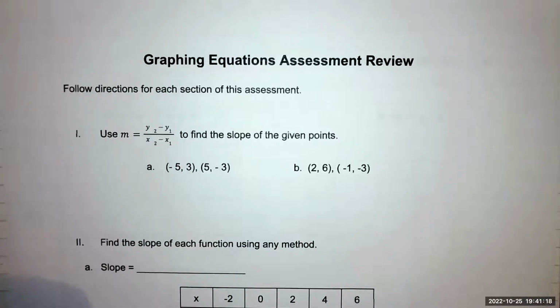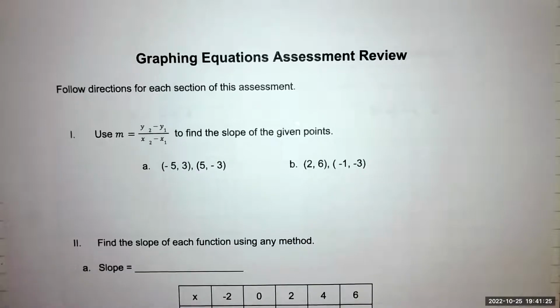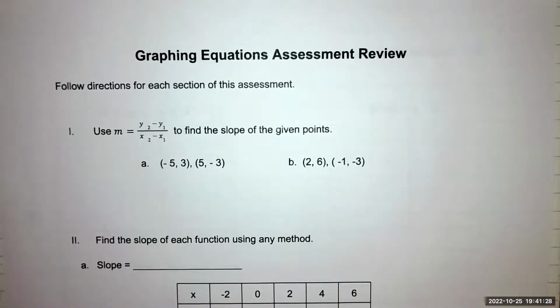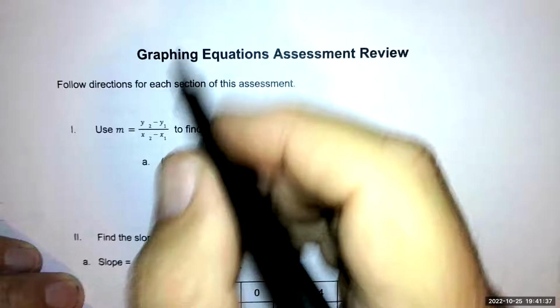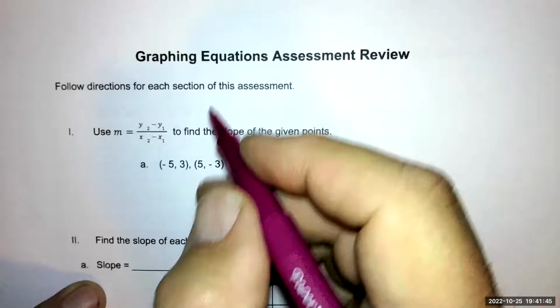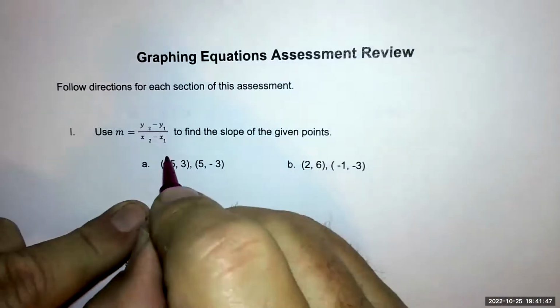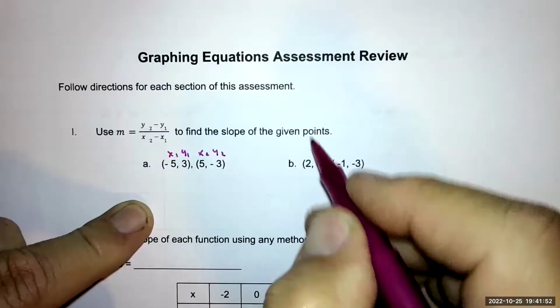The first thing it says is we're supposed to use y2 minus y1 over x2 minus x1 to find the slope of the given points. I've given you 2 points. I'm going to do this on another piece of paper so we can see it a little better. Let me get a pen here. I like labeling these, so I'm going to say this is x1, y1, x2, y2.